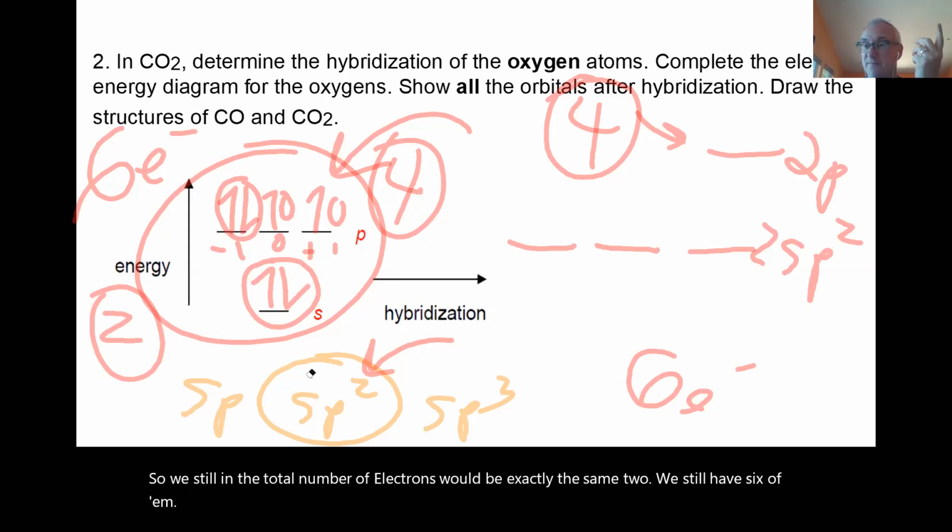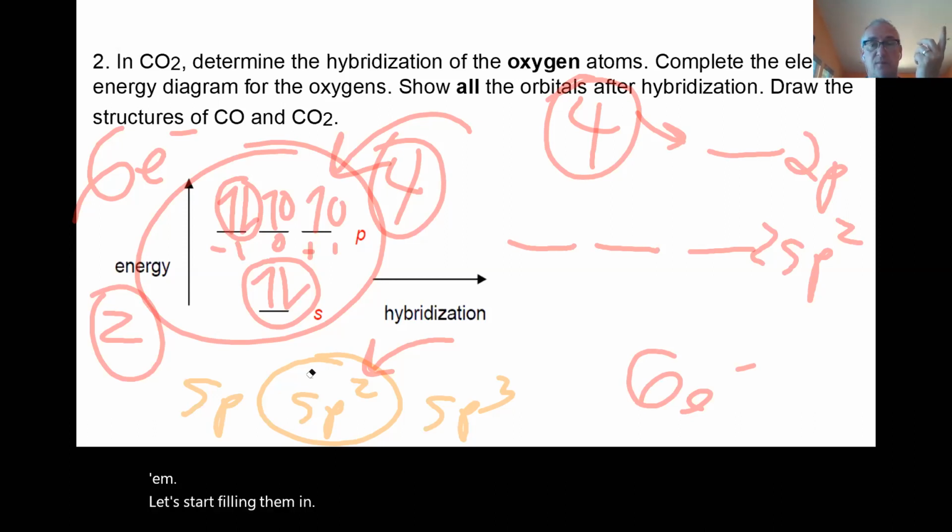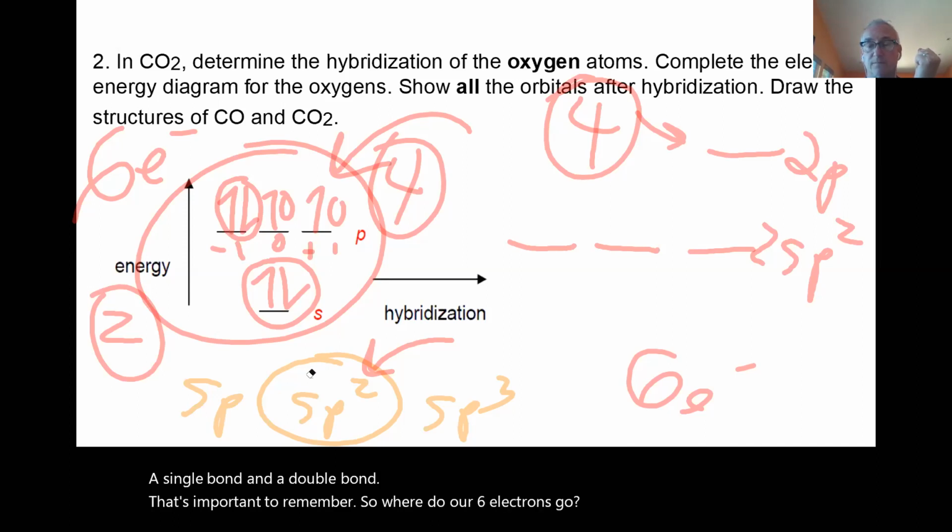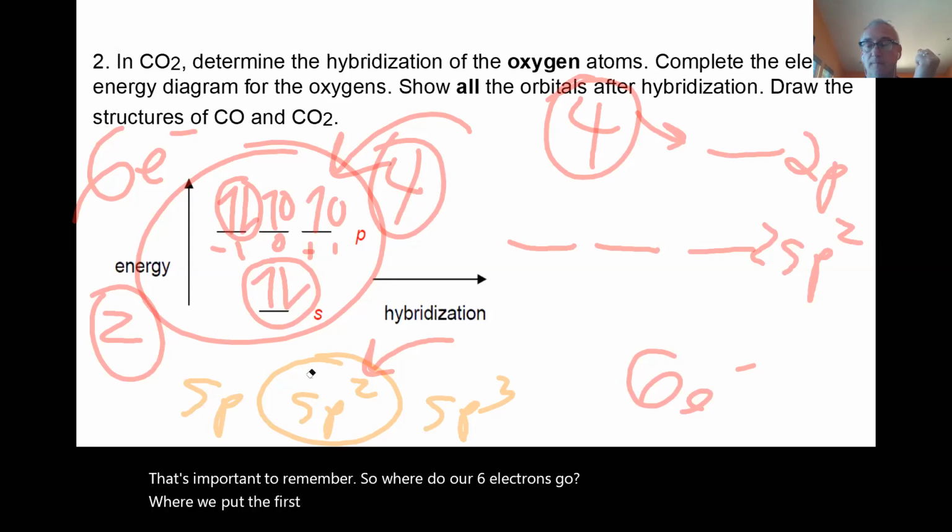So let's start filling them in. We need room for 6 electrons. Now we're going to be forming a single bond and a double bond. That's important to remember. So where do our 6 electrons go? Where do we put the first one? sp2.